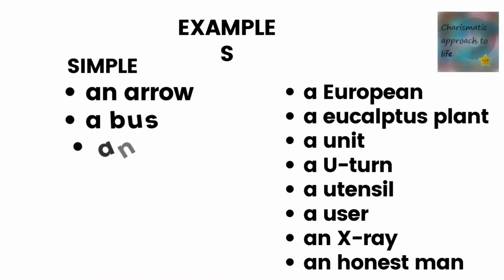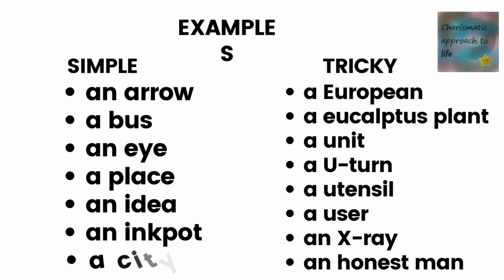We have two groups of examples here for the articles a and an. Simple examples just follow the basic concept according to the consonant and vowel placed. Now let's see: an arrow, a bus, an eye, a place, an idea, an inkpot, a city. And tricky ones could be like a European, though starting with E, it is having a in front of it. A eucalyptus plant.